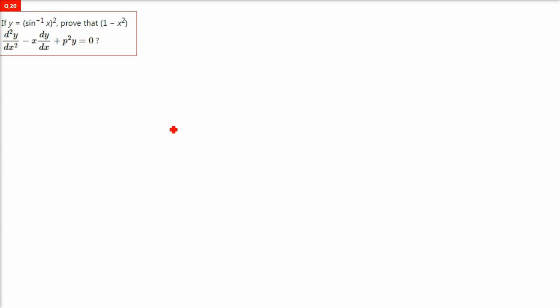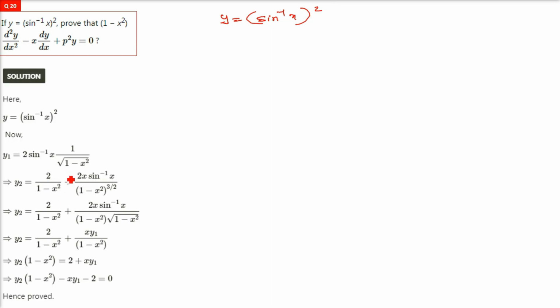Next one is y equals sin inverse x whole square. We have to prove this. See, there is no p square, so the solution I'll just show you, because this has p square y, there is a slight change in the solution. So y is equal to sin inverse x whole square. This is the actual solution: 1 minus x square into d2y by dx2, minus x into dy by dx, minus 2 equals 0, has to be proven.